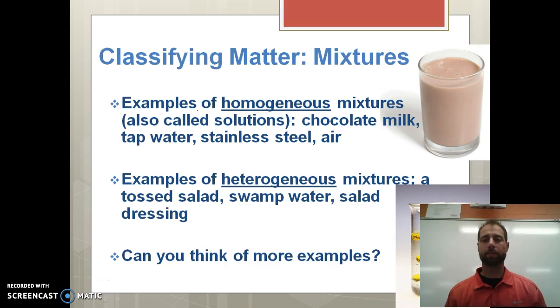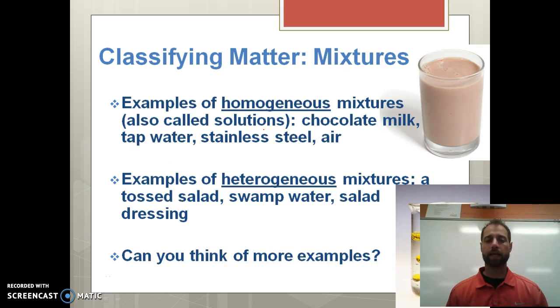Alright, some other examples of homogeneous mixtures. If you make the perfect glass of chocolate milk and it all mixes in, this is called a solution. And it doesn't matter if you drink the very top or you drink the bottom or you drink the middle, it's all going to taste the same because you've made the perfect mixture of chocolate and milk. Tap water, stainless steel, air are all homogeneous mixtures.